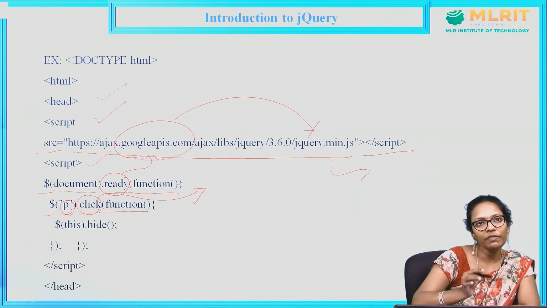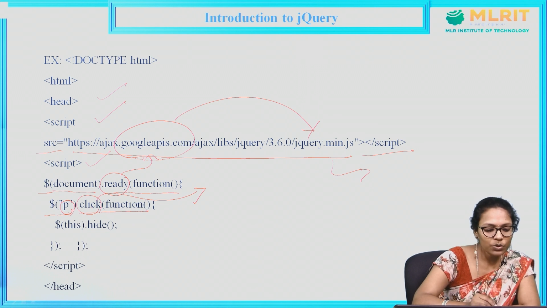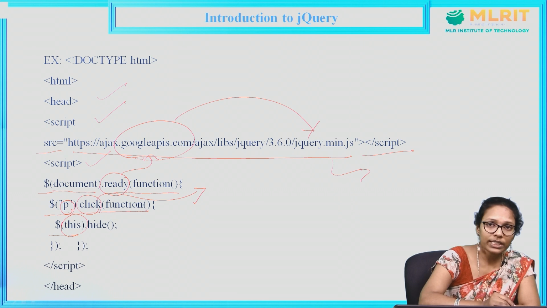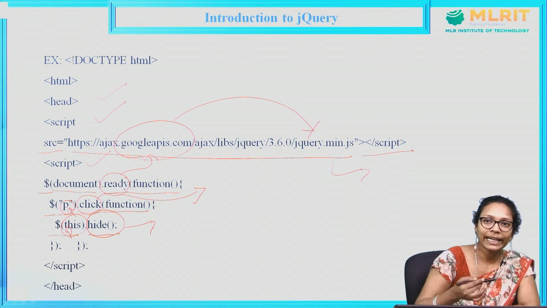Again, I'm writing a function. I'm opening an inner function. What is this function doing? $(this). What does this refer to? The current element. What is the current element? P. So currently you are referring to the paragraph. So this will be replaced with p, and then hide is the action here. So that will be hidden.